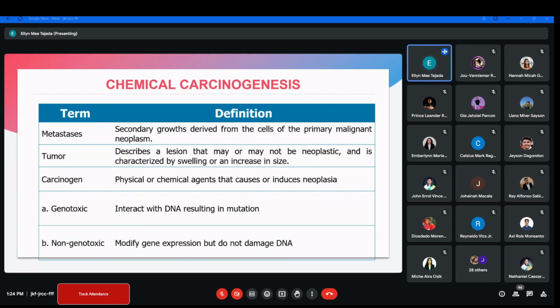So in summary, genotoxics are those that interact with DNA resulting in mutation. So this could lead directly to DNA damage. However, the non-genotoxic modify gene expression but do not damage DNA directly. Unlike the genotoxic, which leads directly to DNA damage. So that is how it goes.